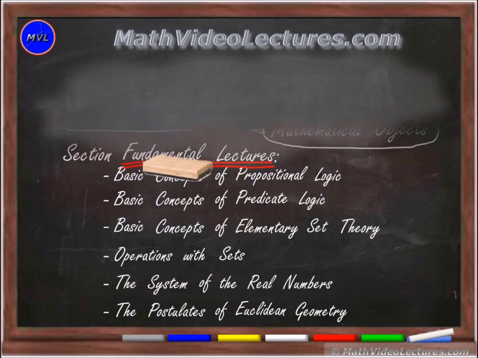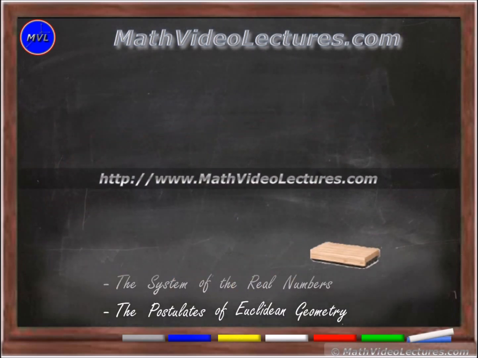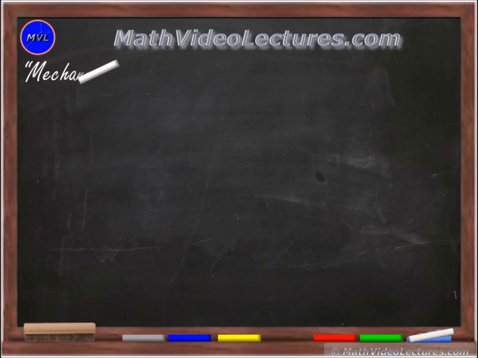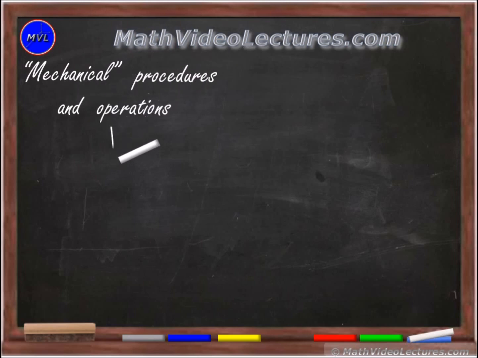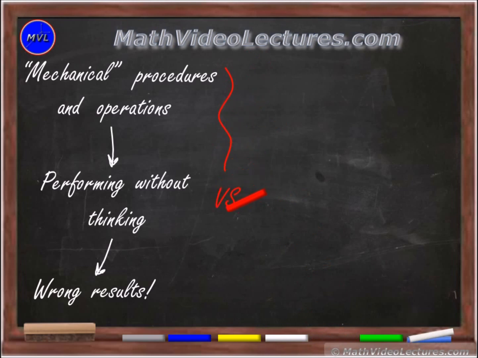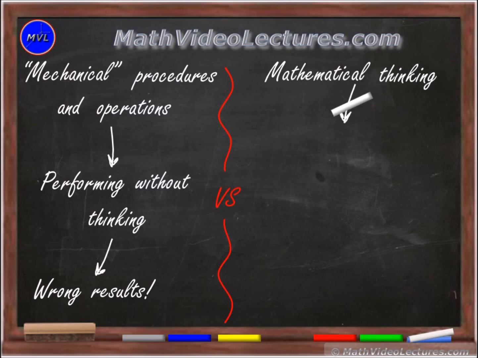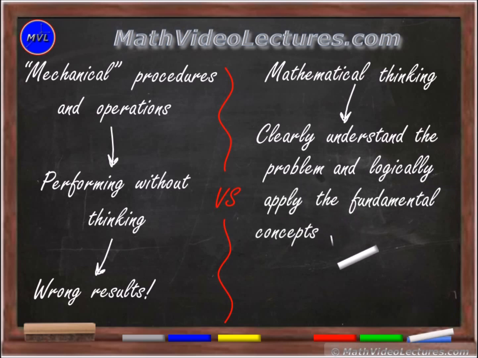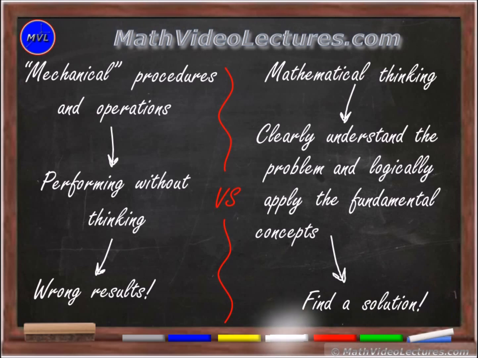Furthermore, you will learn that there is a logical way to approach any situation you face when dealing with math. It is called mathematical thinking. Opposed to performing a series of memorized procedures and operations that, due to their mechanical nature, performed without thinking, often yield wrong results, mathematical thinking allows you to clearly understand every new problem, and then, glimpse and logically apply a strategy based on the fundamental concepts to reach a solution. This way, you have to memorize a lot less, while at the same time you understand a lot more.